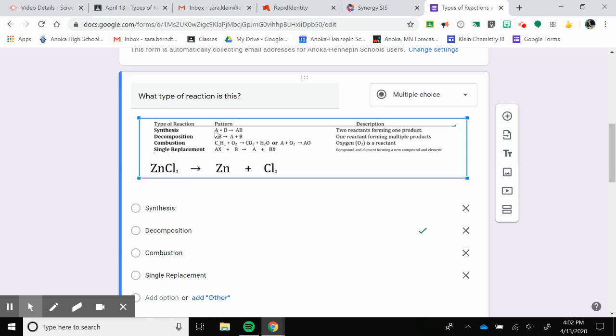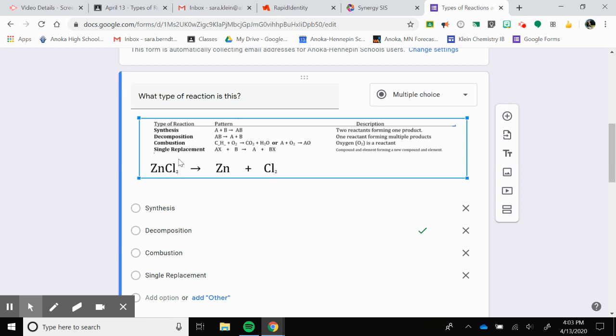A synthesis reaction has 2 reactants, right? A and B form 1 product. In our reaction, we have 1 reactant, so we can immediately get rid of synthesis because synthesis reactions have 2 reactants. Decomposition reactions have 1 reactant forming 2 products or multiple products. So we go to our reaction and we do have 1 reactant forming 2 products. So decomposition is the type of reaction that this is.